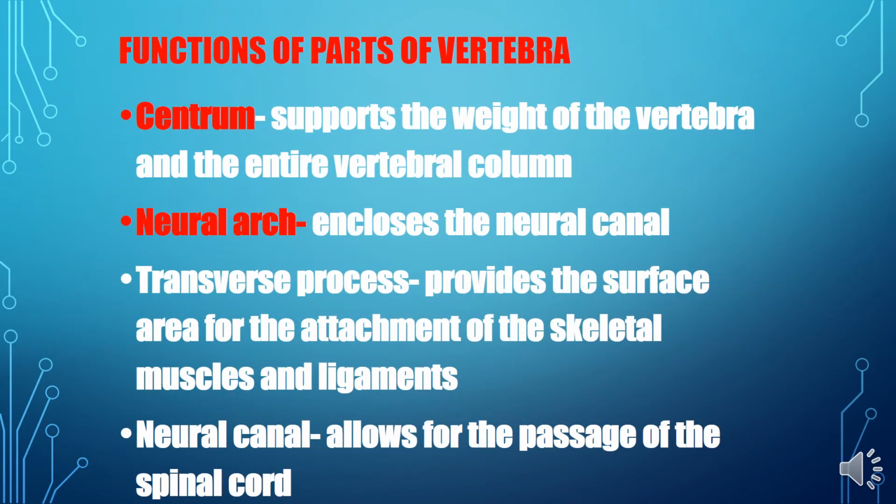Functions of parts of a vertebra. A vertebra has what we call a centrum that supports the weight of the vertebra and the entire vertebral column. We have the neural arch that encloses the neural canal. We have the transverse process that provides the surface area for the attachment of the skeletal muscles and ligaments. Then we have the neural canal that allows for the passage of the spinal cord.